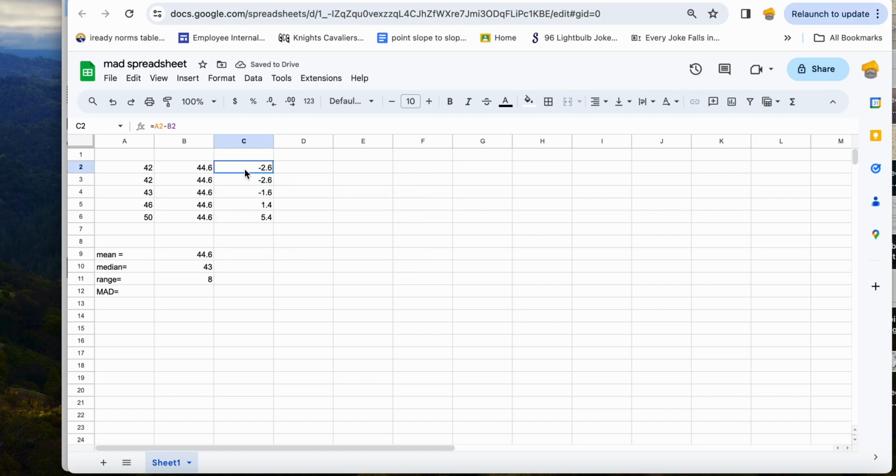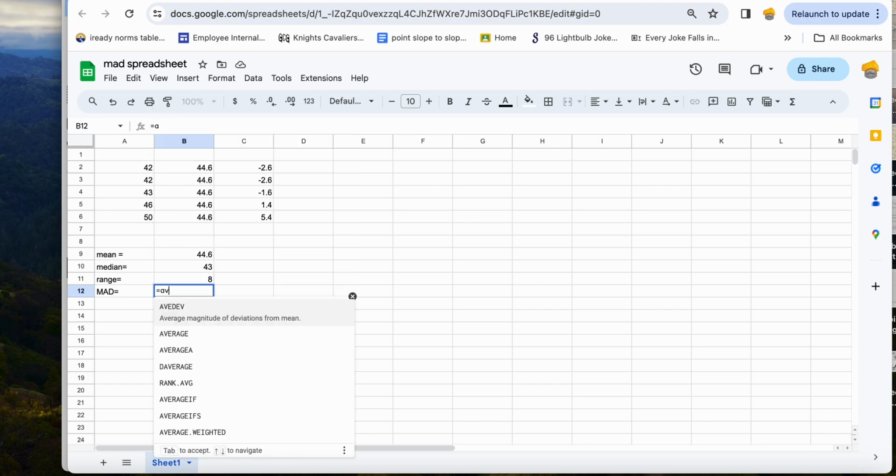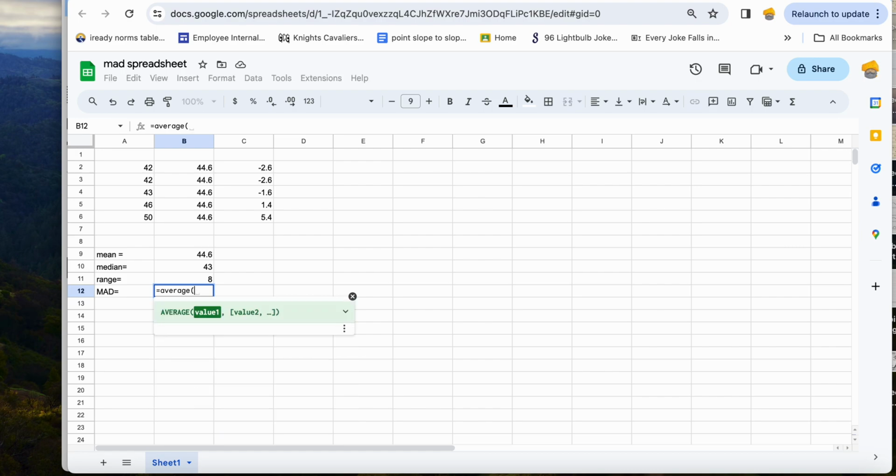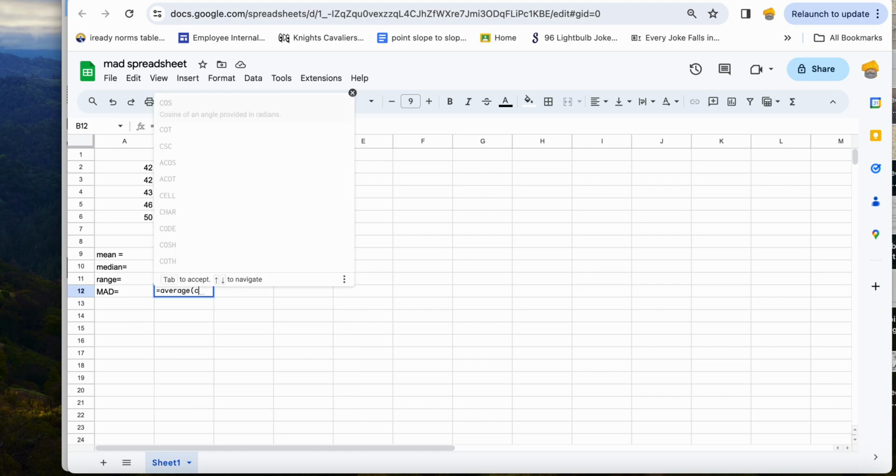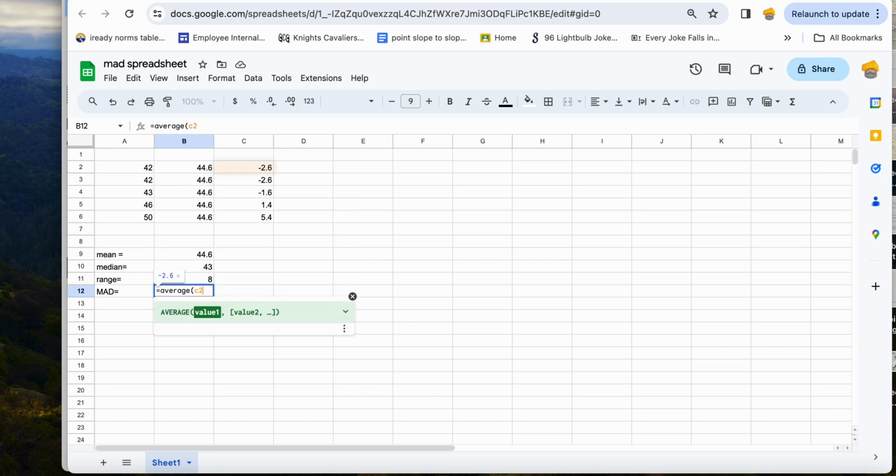All right, so I've got this. And now I want to take the average of those. So it equals the average of the distances, right? So I said 42 is 2.6 away, 43, 46, how far are they away? And I'm going to take the average. So I said my mean absolute deviation is the average of C2 up to C6. Oh no, 0.